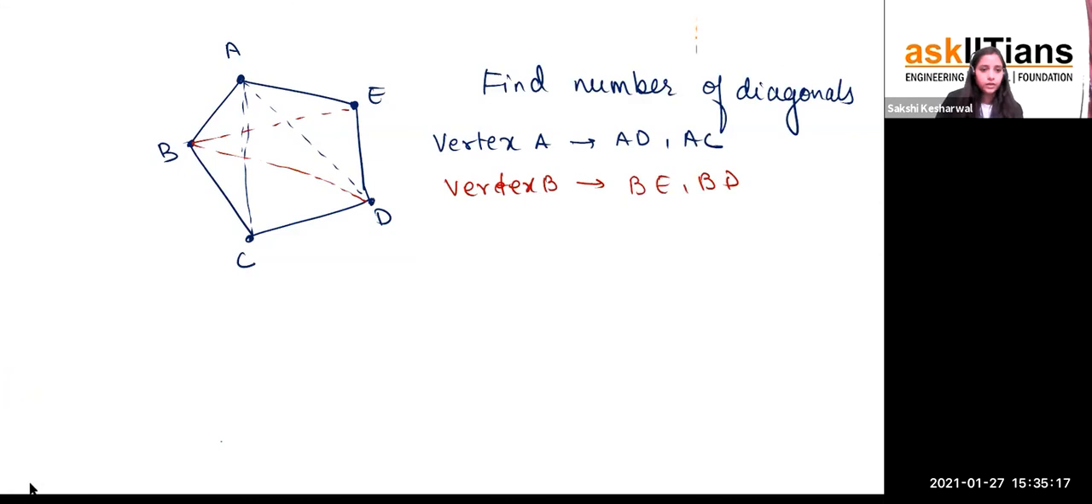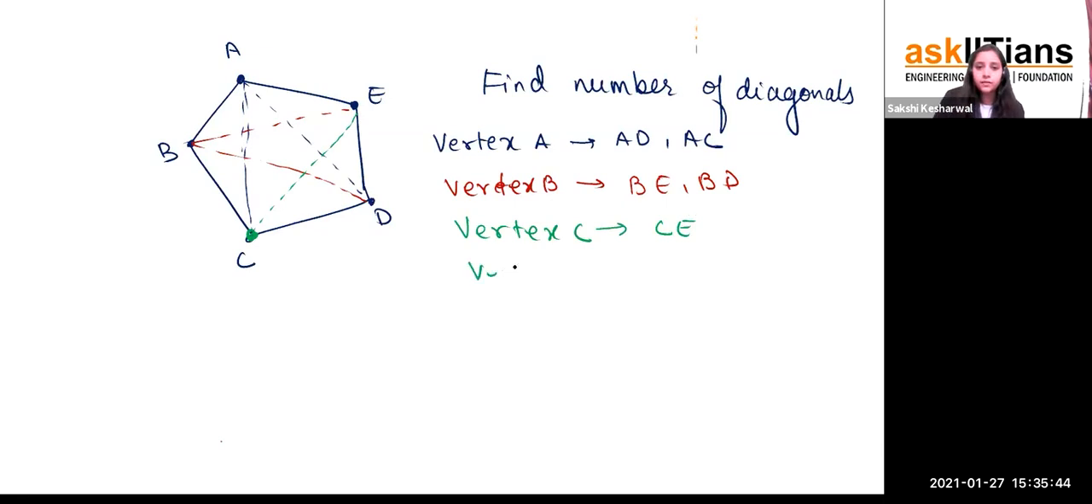Now take the vertex C. From vertex C, BC and CD are your sides. Now CA and AC are the same, and you have already written one diagonal. Now only one diagonal you have to attach, that is CE, right or not? So it will be CE, beta. AC is already written, so you don't have to write it again.